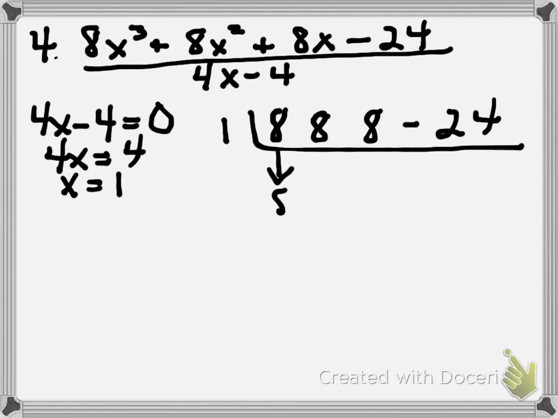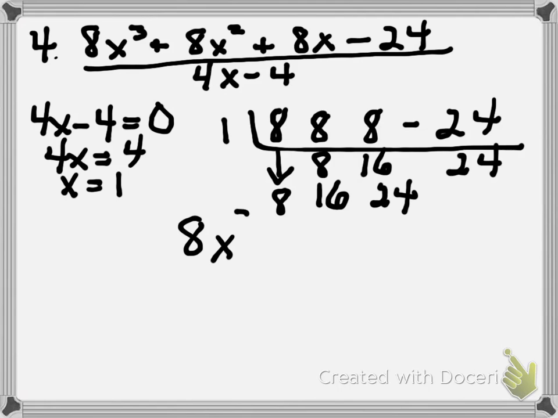Bring down the 8. 1 times 8 is 8. 8 plus 8 is 16. 1 times 16 is 16. 8 and 16 is 24. 1 times 24 is 24. And negative 24 and a positive 24 is 0. So we're getting 8x squared plus 16x minus 24.